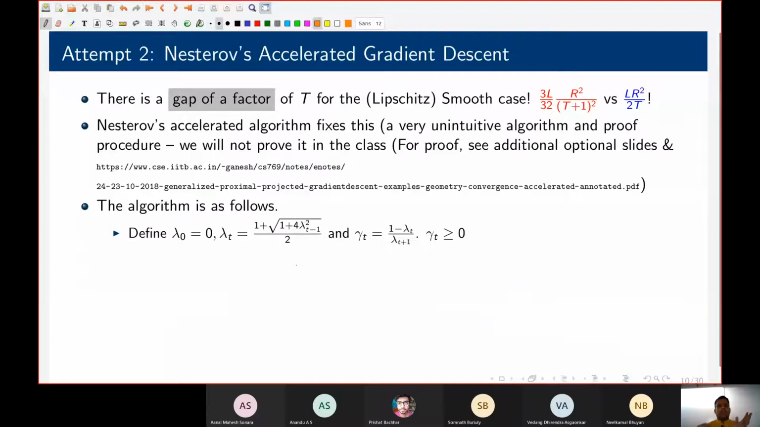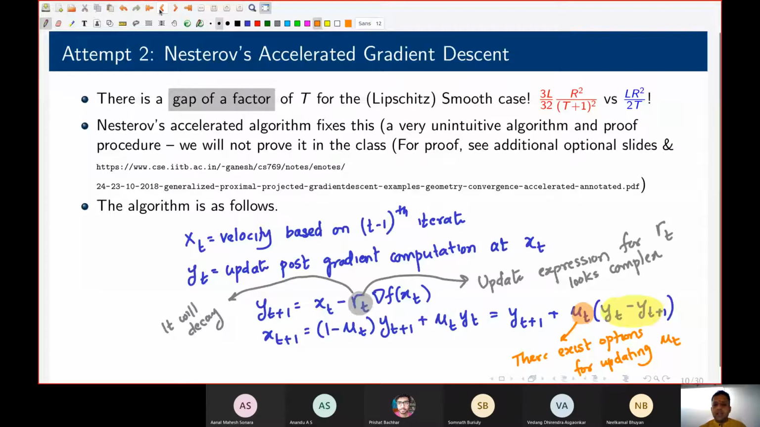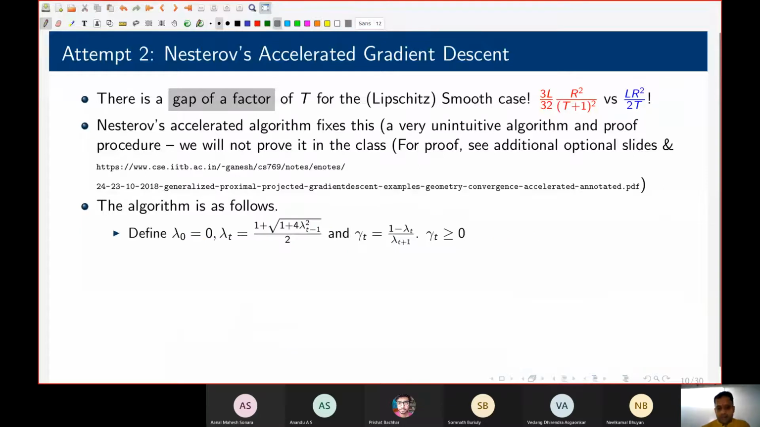So lambda naught is what will determine how the gamma will decay. I talked about the update expression for gamma, it's complex and it will decay. So that's exactly what I'm showing you. It'll decay, but it's not that it decays from the word go.